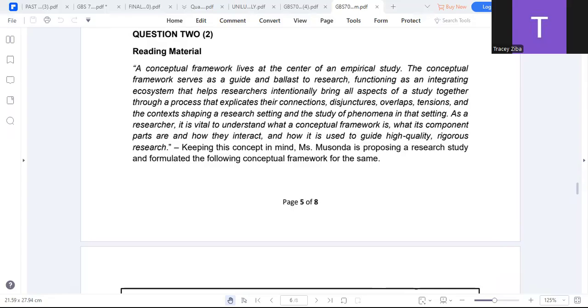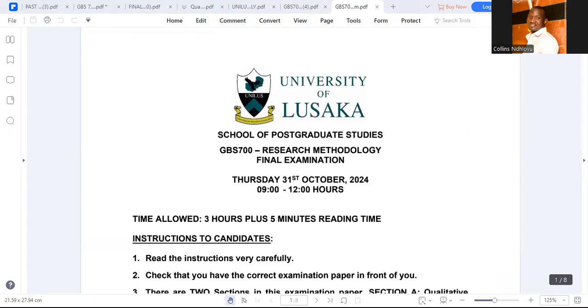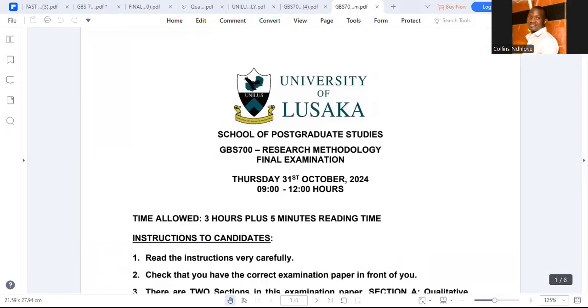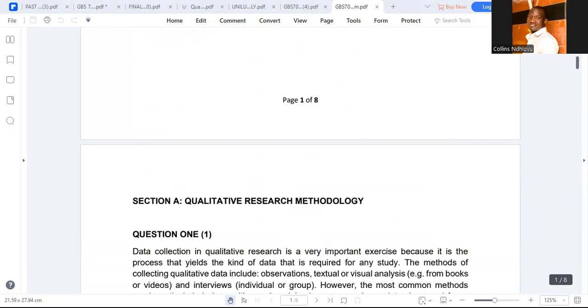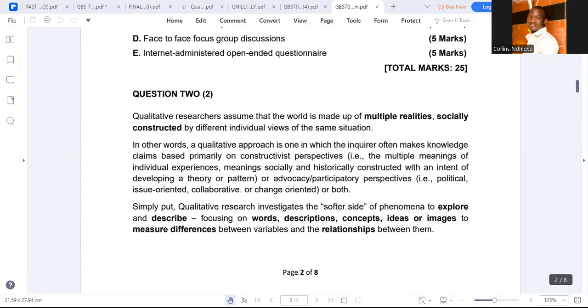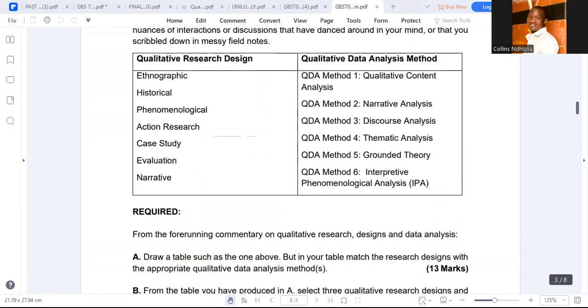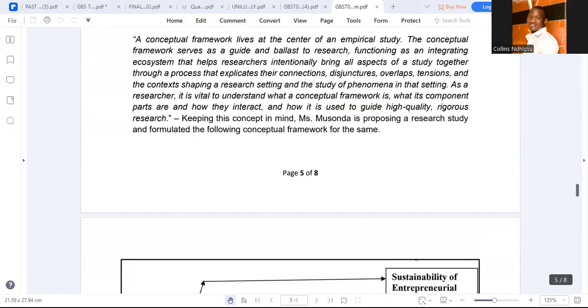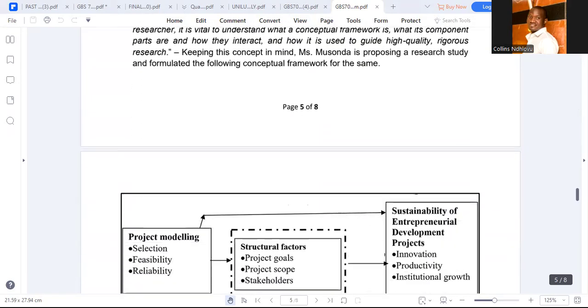So we're looking at question number 2. The paper we're looking at is the previous paper, the 2024 paper, October. So question 1 is what we did already. So I want us to look at something to do with maybe the conceptual framework, question number 2.